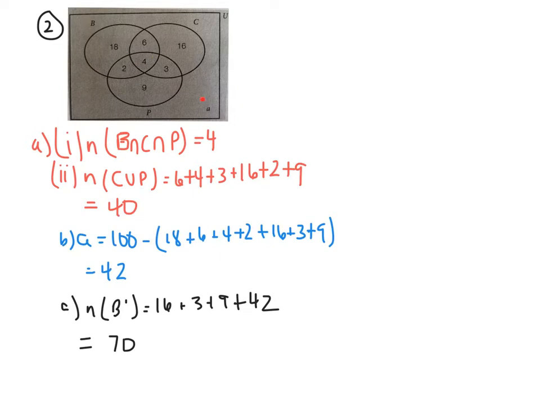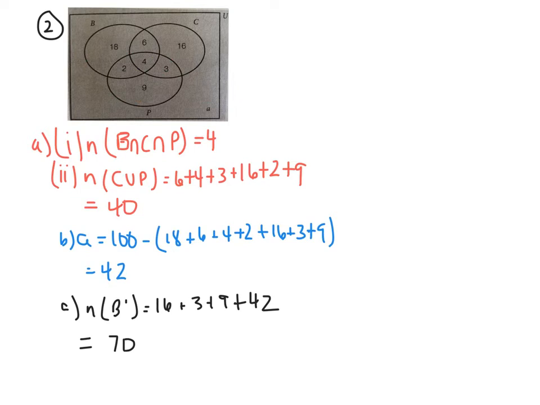Part B, they want to know this value for A, so that's the people who are not taking any of these science classes, either biology, chemistry, or physics. So we know they tell us that there's 100 people total, and then just subtract off how many people are calculated already up here, so all of the ones that are listed up here, and so you end up with 42 people are not taking one of these 3 science classes.